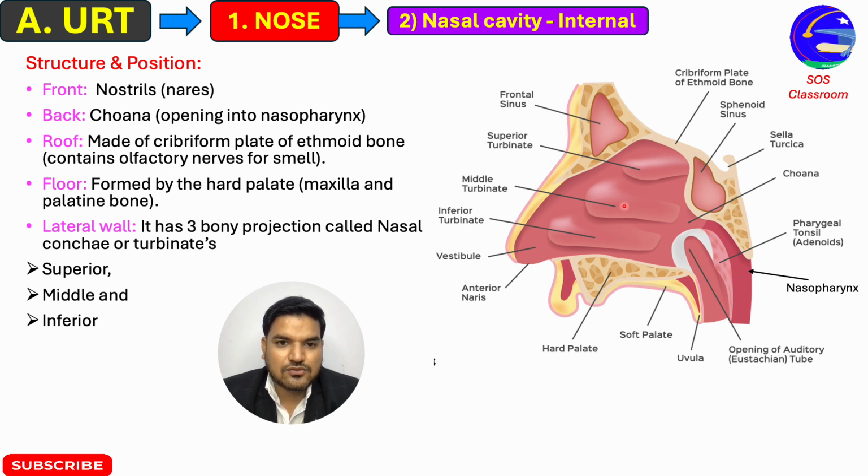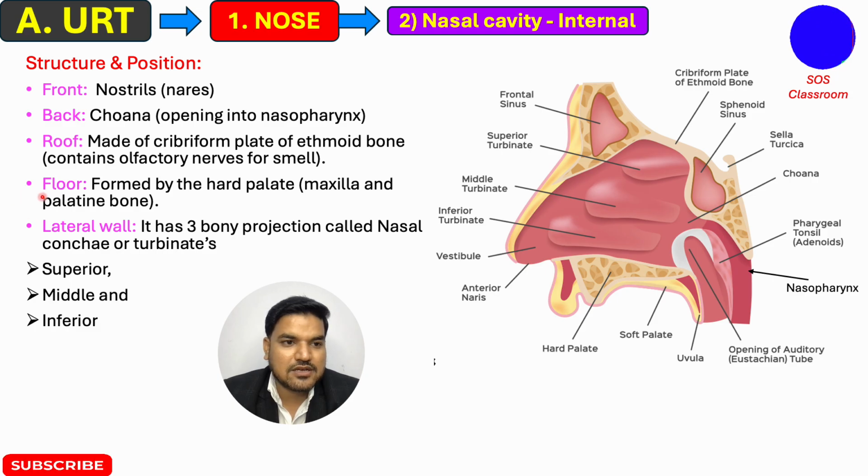Next is the roof. Roof means superior. So the superior portion, you can see, is made by the cribriform plate of the ethmoid bone. You can see this bone is called the ethmoid bone and the plate is called the cribriform plate of the ethmoid bone. This portion contains the olfactory nerve for smelling. So olfactory is the first cranial nerve. There are 12 pairs of cranial nerves. In the 12 pairs, the first cranial nerve is called the olfactory nerve, which is helpful for smelling different types of smell.